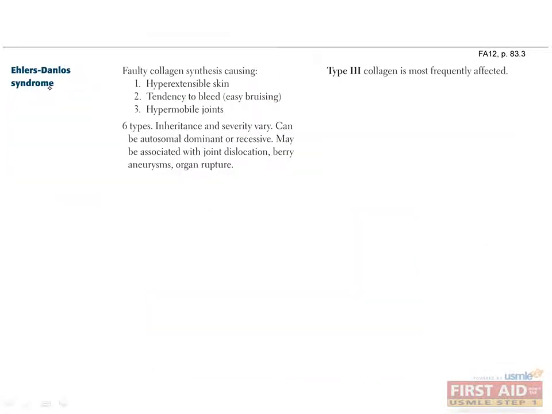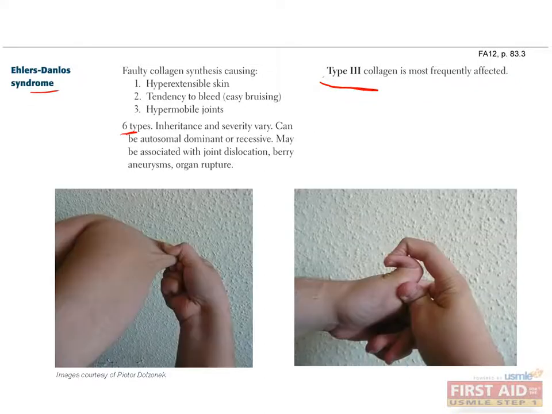Defects in collagen synthesis can also cause Ehlers-Danlos syndrome. This is most often caused by a defect in type 3 collagen synthesis, although in some rare forms it can be caused by a defect in type 1 collagen. There are several types of Ehlers-Danlos syndrome, all of which involve hyperextensible skin, which you can see in this image. Hypermobile joints, which you can see here, and easy bleeding or bruising are also common. This has much more severe effects than the obvious cosmetic ones, since it can lead to joint dislocation, berry aneurysms, and organ rupture. Depending on the specific mutation, it can be either autosomal dominant or recessive.